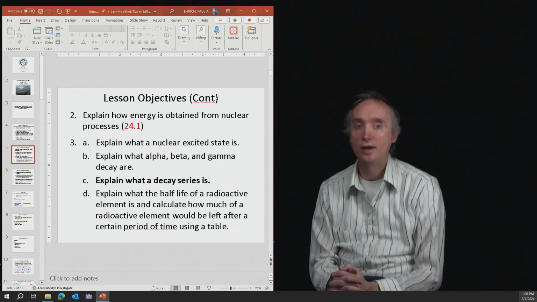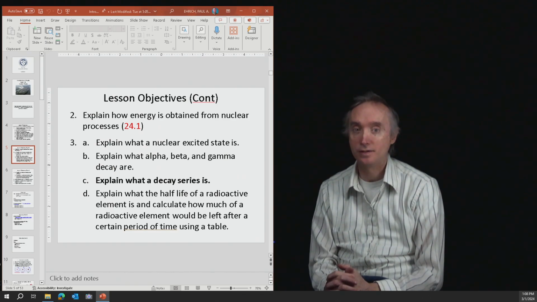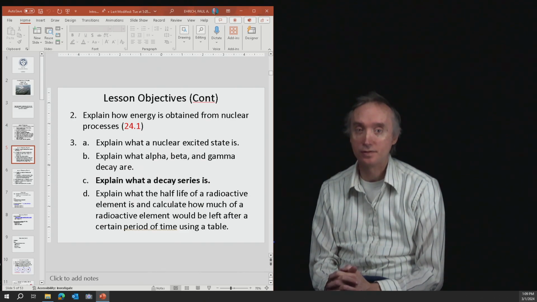Then, explain how energy is obtained from nuclear processes. And then number 3, explain what a nuclear excited state is. Explain what alpha, beta, and gamma decay are. Explain what a decay series is.